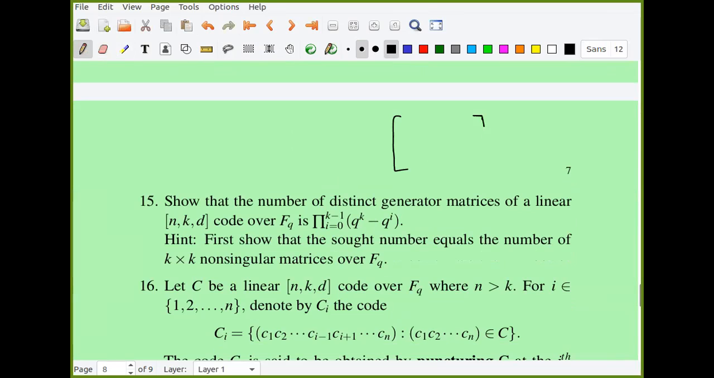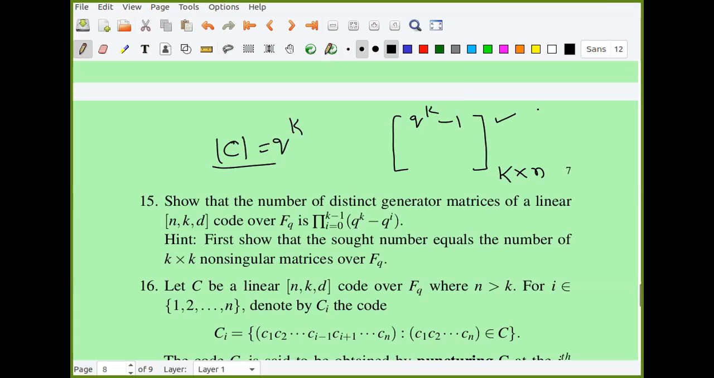So, first row. I have total cardinality of C equal to Q power K. I have to find a generating matrix, which is K cross N. I gave the code; you need to find the generating matrix. Then the first row can be chosen in Q power K minus 1 ways, because one codeword is the zero codeword, which I am not allowed to choose.